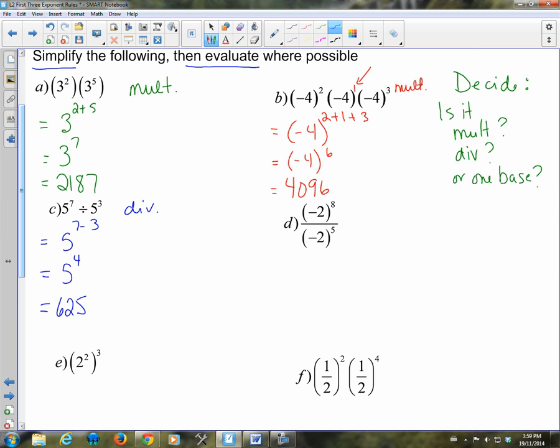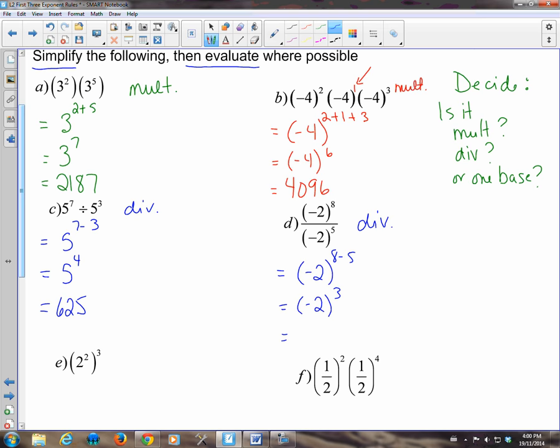D, don't get confused by it looking different. That long line also means divide. So the division rule says I keep my base and I subtract my exponents. So 8 take away 5 is 3. And -2 to the exponent 3. 3 is an odd number. So I'm going to have a negative answer. So -8.